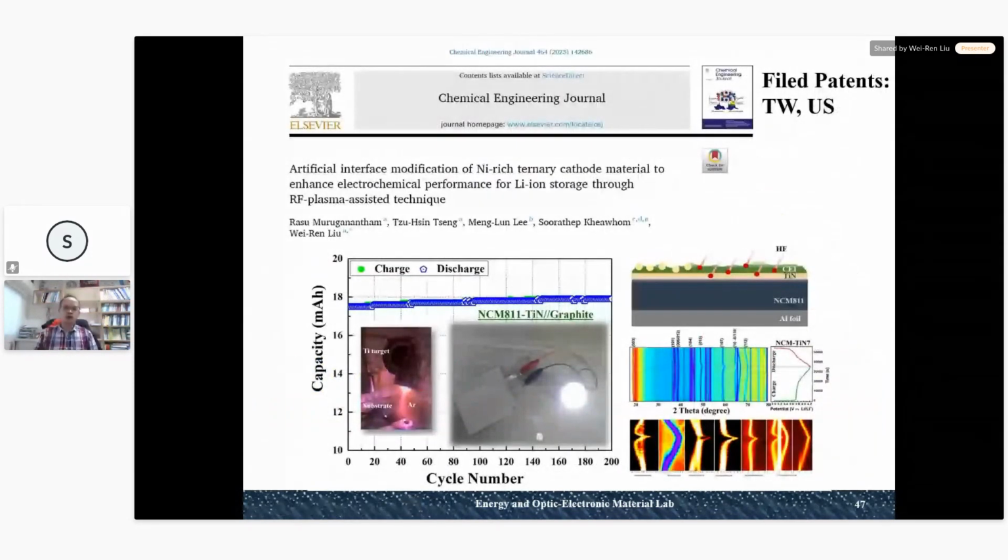The paper is also published in the Chemical Engineering Journal in 2023. We also filed a patent in Taiwan and the US.